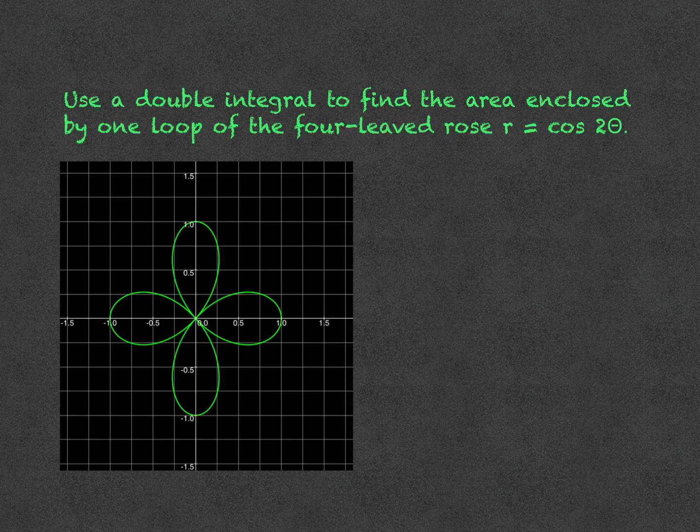So when we're looking at one loop of this four-leafed clover, hopefully your graph looks like mine. I can share a video on how to do this if you need me to. But we're going to look at one loop here. Now, we need to figure out what that is. If you look at the fact that this loop always goes to 0, then we can say that cosine of 2 theta equals 0. Well, we know that cosine equals 0 when the angle is pi over 2 and at 3 pi over 2. So you divide by 2, and you get pi over 4 and 3 pi over 4.